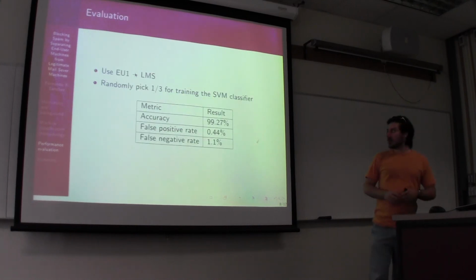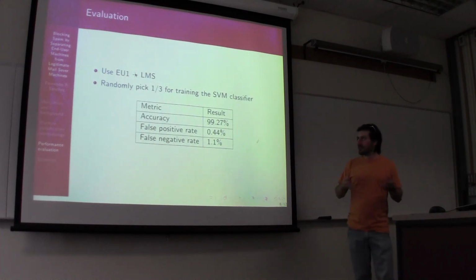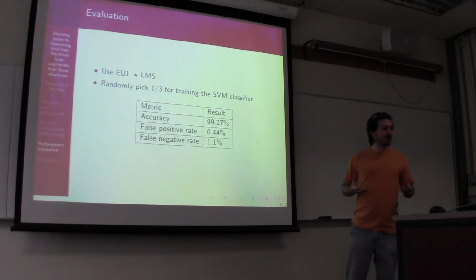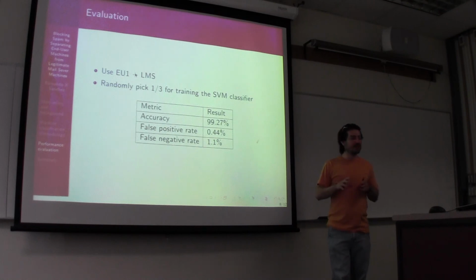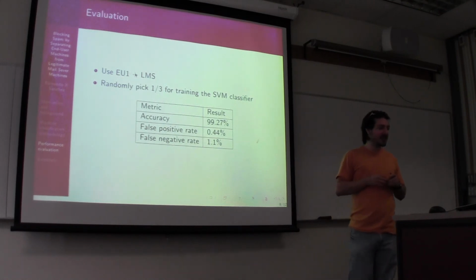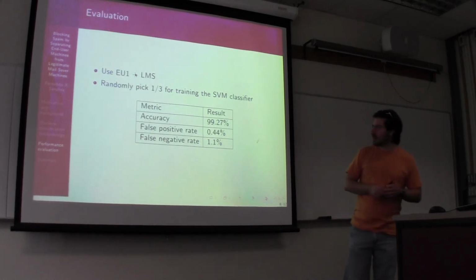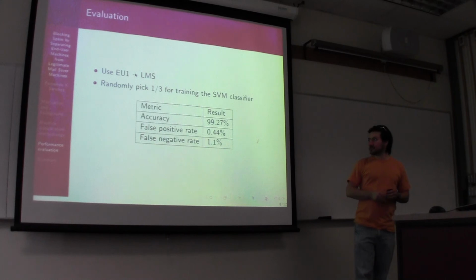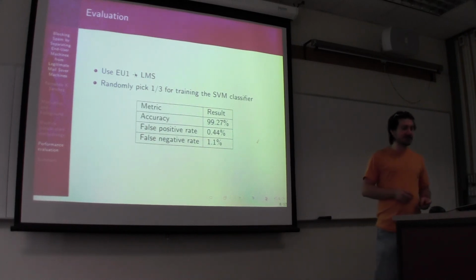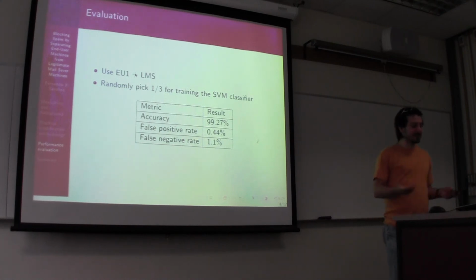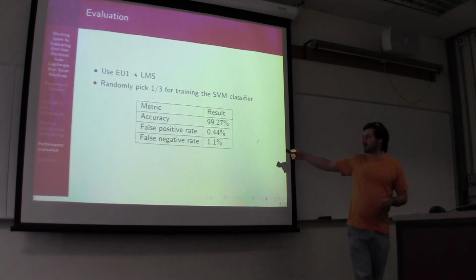So on our test, the first test is kind of simple. We just combine the two sets, the end-user machines and the legitimate mail servers. We randomly sample 1/3 from that to use as training, and we use the other 2/3 for testing. And it actually turns out to be a really good classification system with our features. We have an accuracy of 99.27%, which means basically all our machines were correctly classified. And the false positive rate is very low.